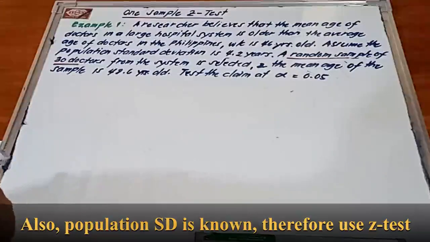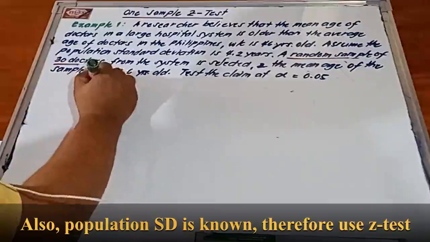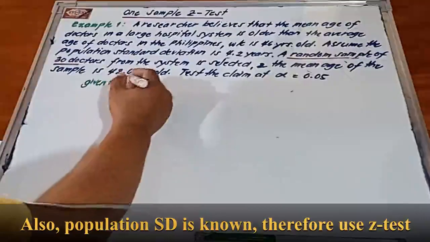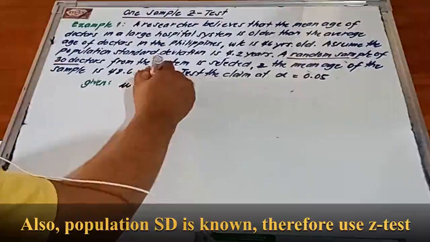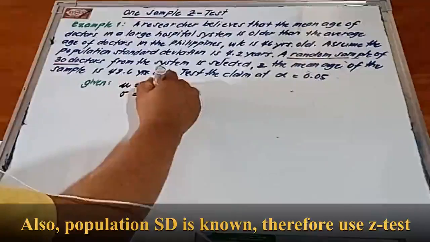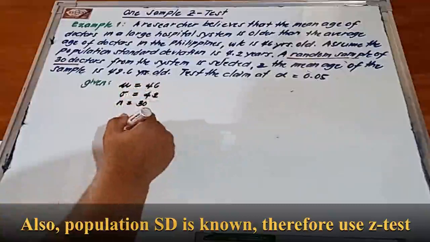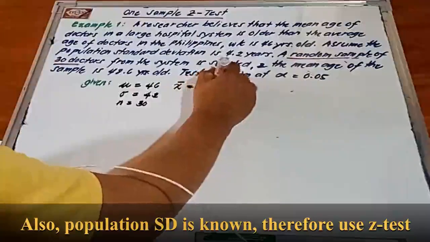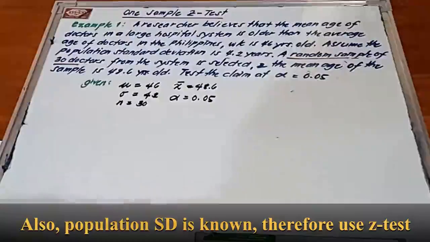Okay? Now, i-write down natin yung mga given. Ang given natin is the population mean 46 years old. Okay? We have the population mean 46 years old. That is mu 46. And then the population standard deviation is 4.2. And then n equal to 30. What else? Sample mean is 48.6. And our alpha value is 0.05.